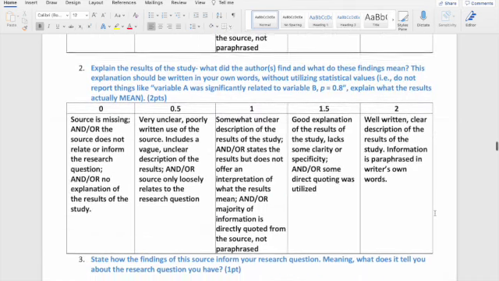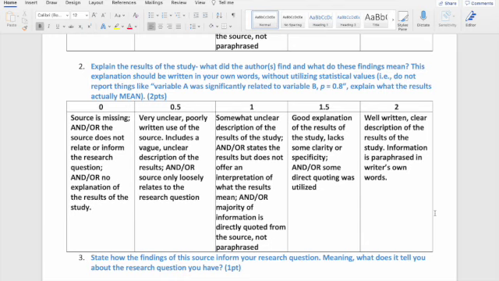Then you'll need to explain the results of the study and what the findings mean. So we don't want you to include any statistics in these summaries, but it's more about what the findings actually mean in relation to your research question.